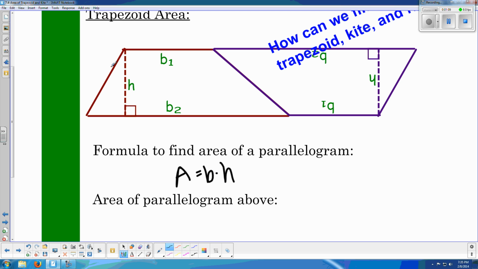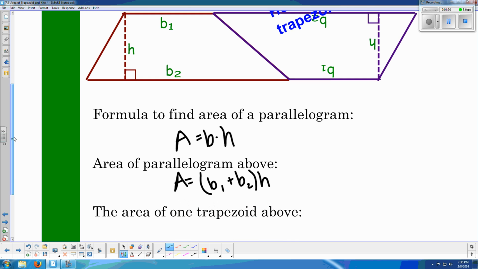Now we're going to do the area of the parallelogram up here. So our base is going to be B1 and B2. And then we're still going to multiply by our height. So our area of our parallelogram above is going to be area equals base 1 plus base 2 times h. So that's our area of this parallelogram with two trapezoids hooked together.